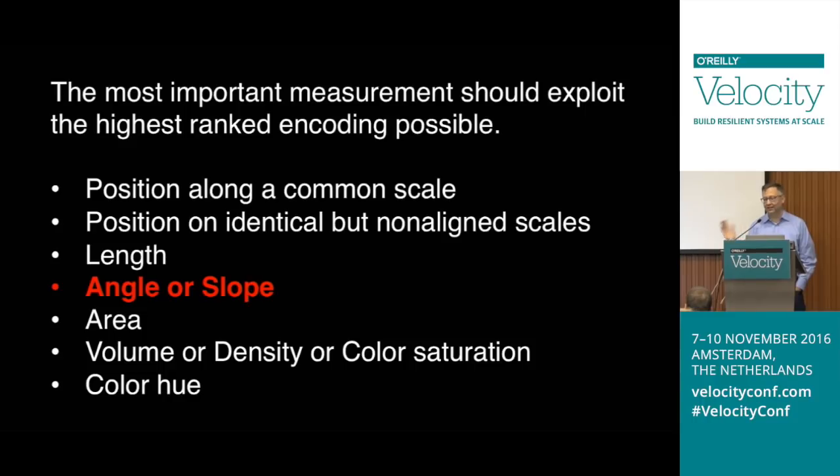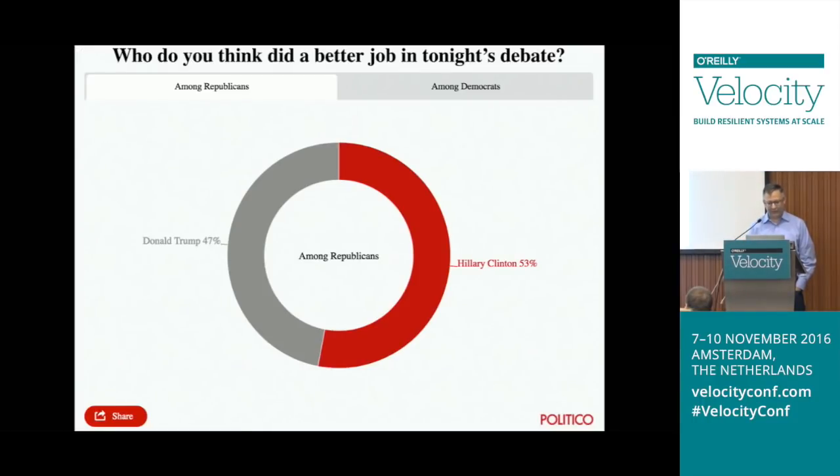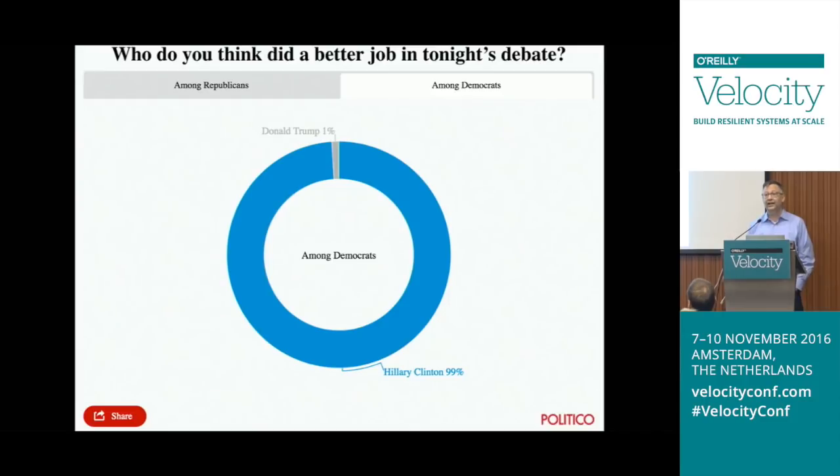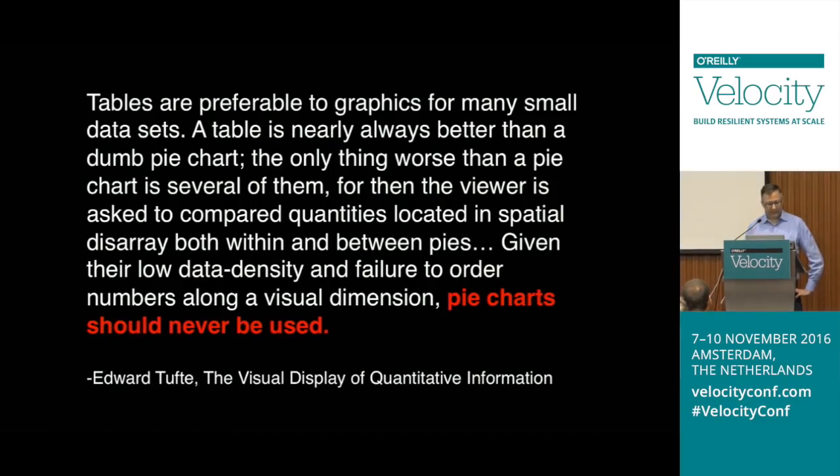So here's a topical chart from the US presidential election. So this graph actually appeared on Politico. It's showing who won the third US presidential debate. This entire graphic encodes one number. One number. If you click on the little Among Democrats tab at the top, you get another number. Right? Woo, so exciting.